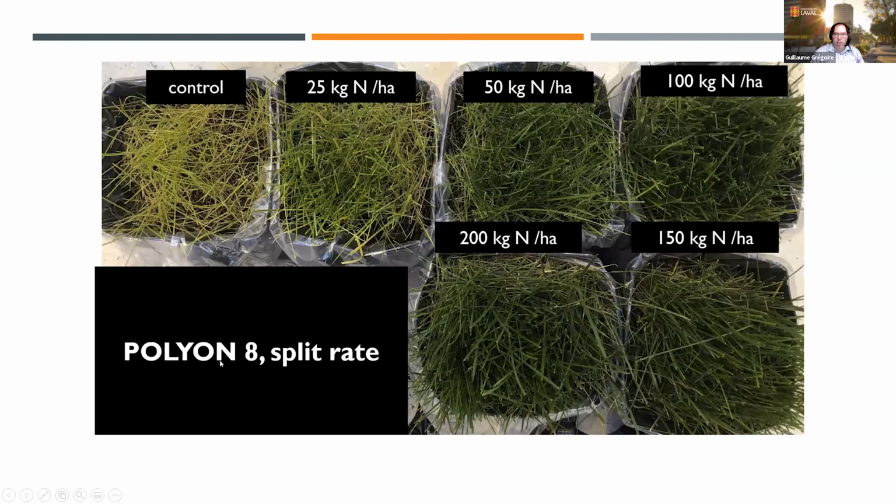Same thing with Polyon. So basically what we did observe with those two sources is that there's really no benefit to go over 150 kilogram of N per hectare. It doesn't really improve turfgrass visual quality, density, and color, but it does increase a little bit nitrate losses. So that was one of our main take-home messages from this first phase of the experiment. Going over 150 kilogram of N per hectare in either of the three soils that we tried did not provide any benefits on turfgrass visual quality.